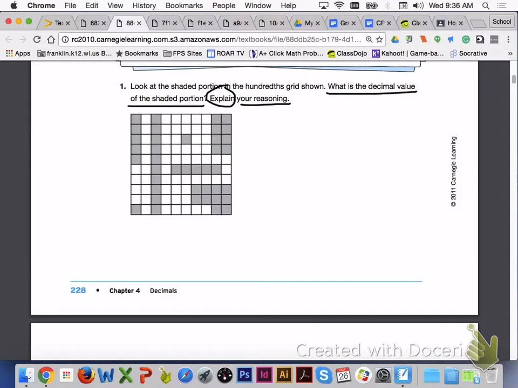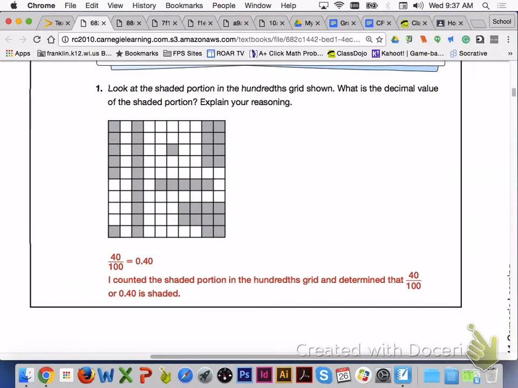Answer number 1 with your group members. For number 1, the decimal value of the shaded portion is 40 hundredths. You can count the shaded portion in the hundredths grid in order to determine that 40 hundredths is shaded.